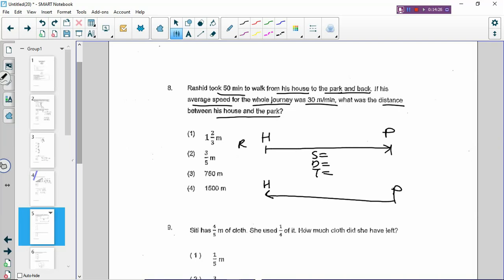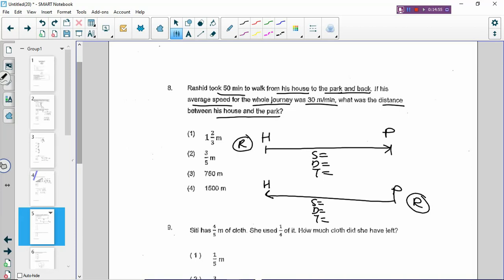So Rashid, you label your model. And coming back, there's also a set of values, speed, distance, and time. So there's a big method on solving speed problems, which is to use your speed, distance, time model. Rashid took 50 minutes to walk from his house to the park and come back. So going there, you have a set of values. Coming back, you also have a set of values.